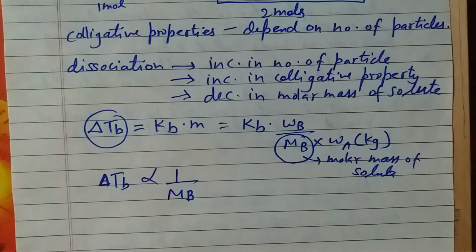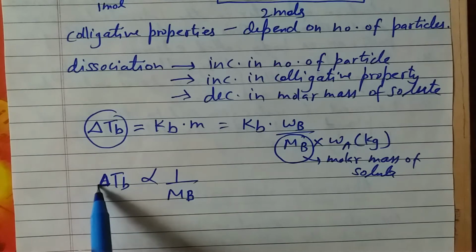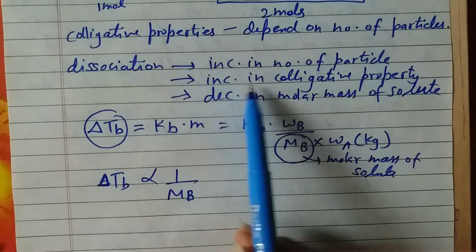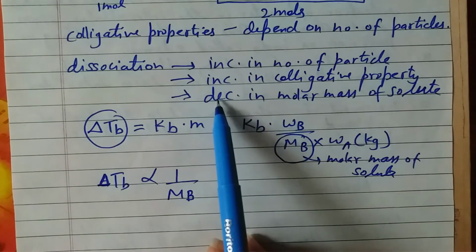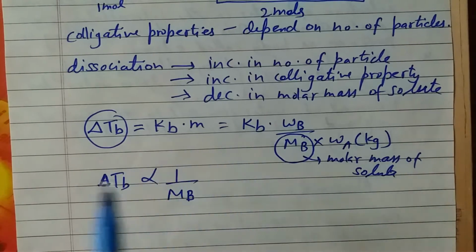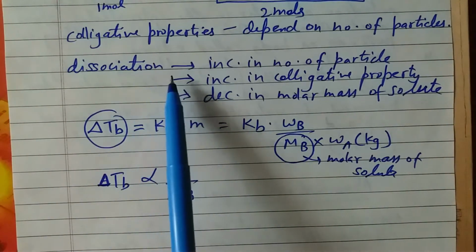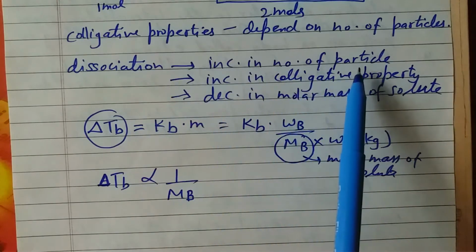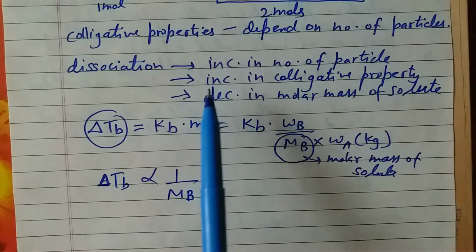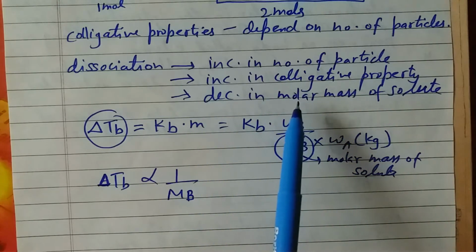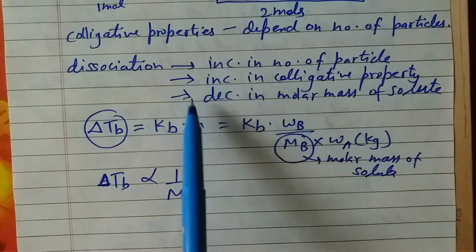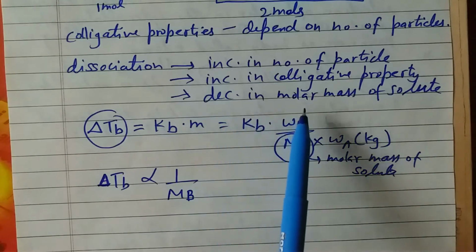Okay, every colligative property is found inversely proportional to the molar mass, and that is why I said here, when the colligative property increases, molar mass decreases, because the two are inversely proportional to each other. So again I am repeating, when there will be dissociation, there will be increase in the number of particles in the solution, and there will be increase in the value of the colligative property. But because colligative property and molar mass are inversely proportional, there will be a decrease in the molar mass of the solute, and this decreased molar mass is the abnormal molar mass.